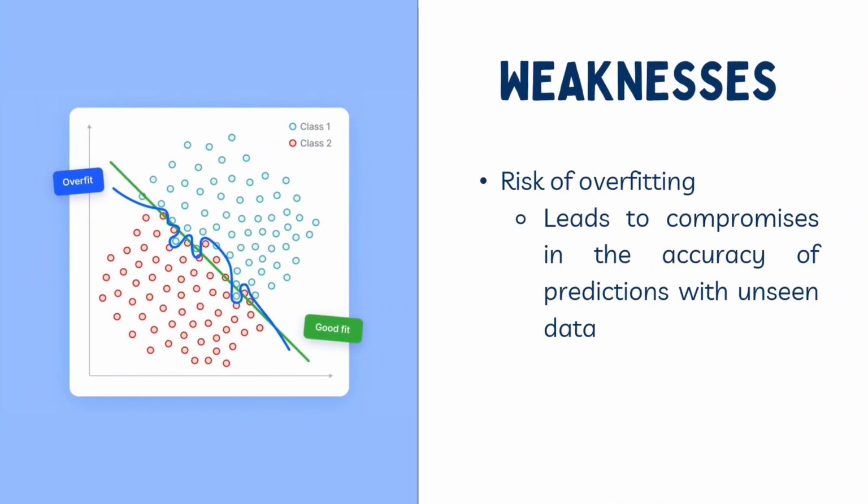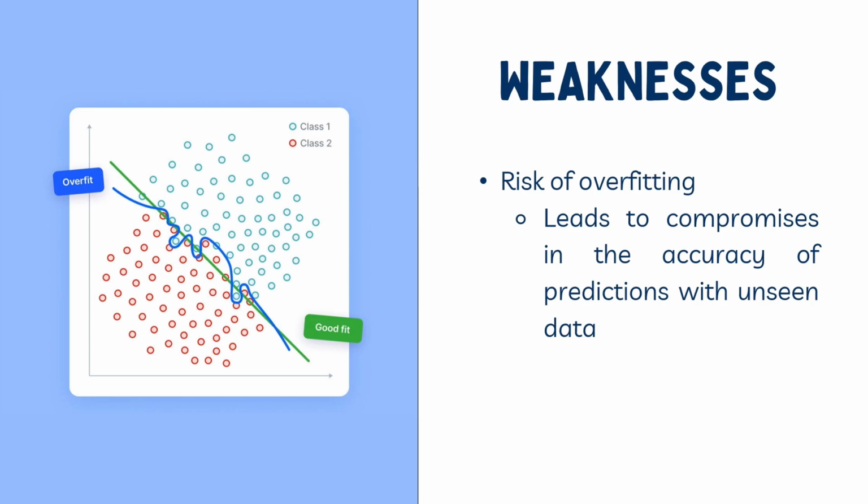However, it's important to acknowledge our model's weaknesses. Due to the complexity of our neural network and the dataset it's trained on, there's a risk of overfitting. Additionally, insufficient integration of data points or input types may compromise the accuracy of predictions with unseen data.